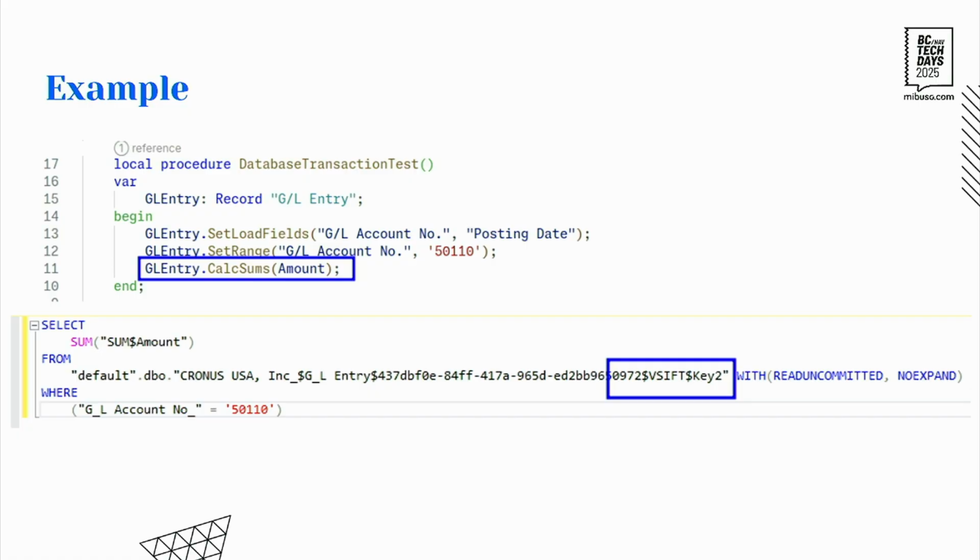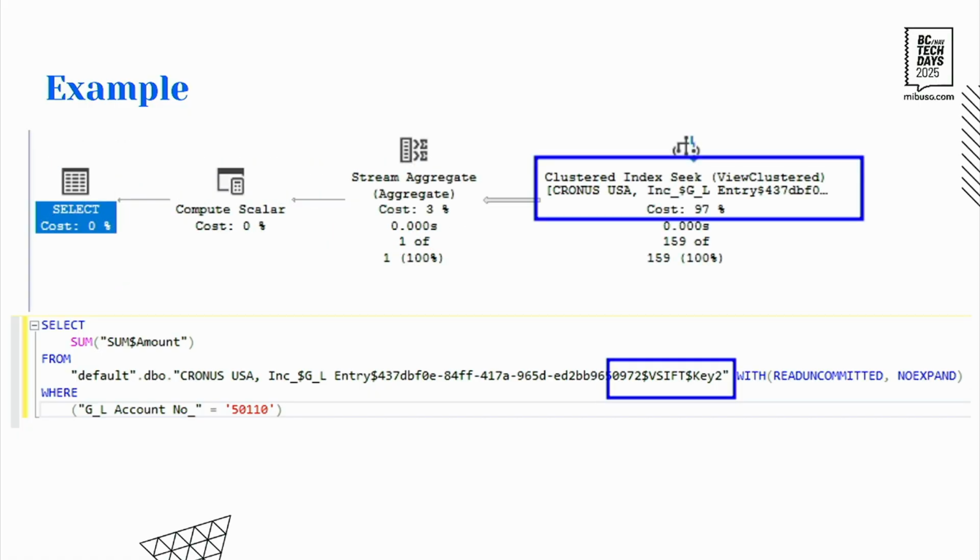That's because we're using the SIFT view, the SumIndexFields from the defined key number 2, instead of reading from the actual table. And then we can see in the execution plan, again, there is something about clustered index seek, but we have a view clustered appended. So that's the indicator that we are reading from the SIFT view. But as the name suggests, it's an indexed view. So there is a clustered index on the view, and we are using that one to read. Just so you know what you're looking at if you see those kinds of execution plans.